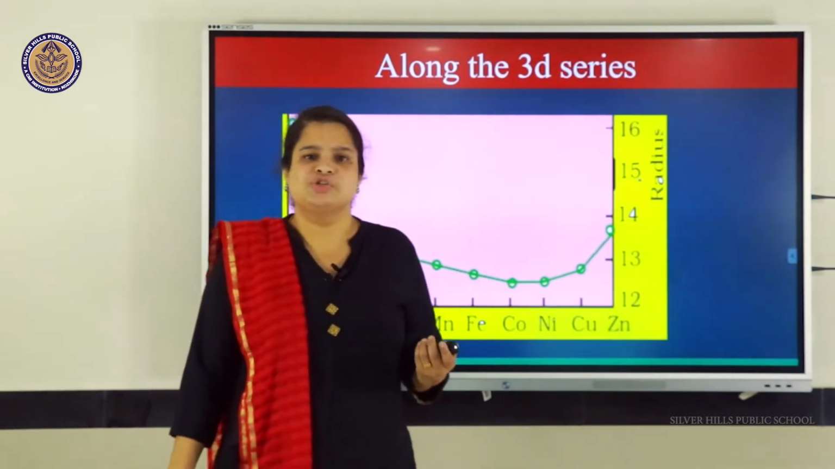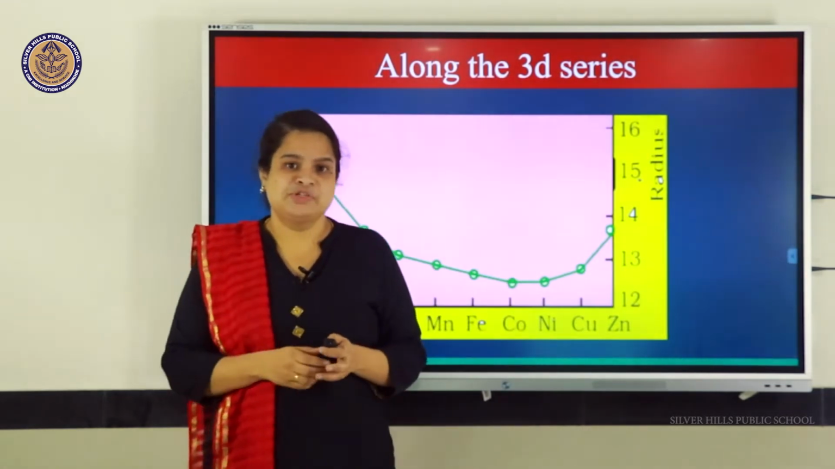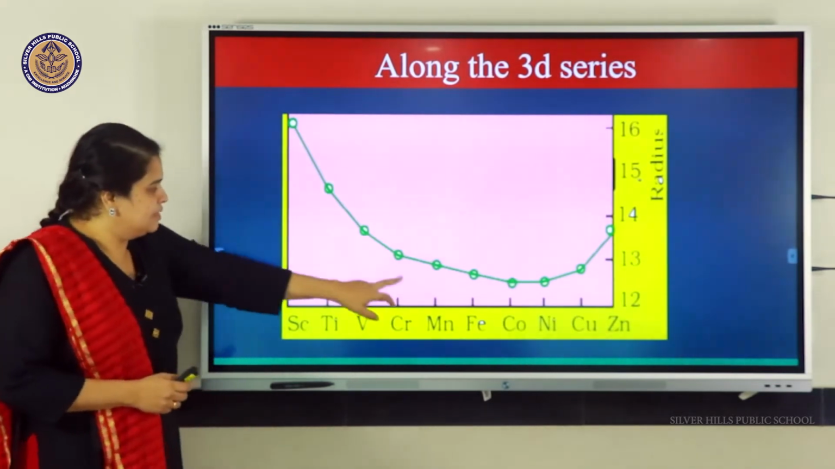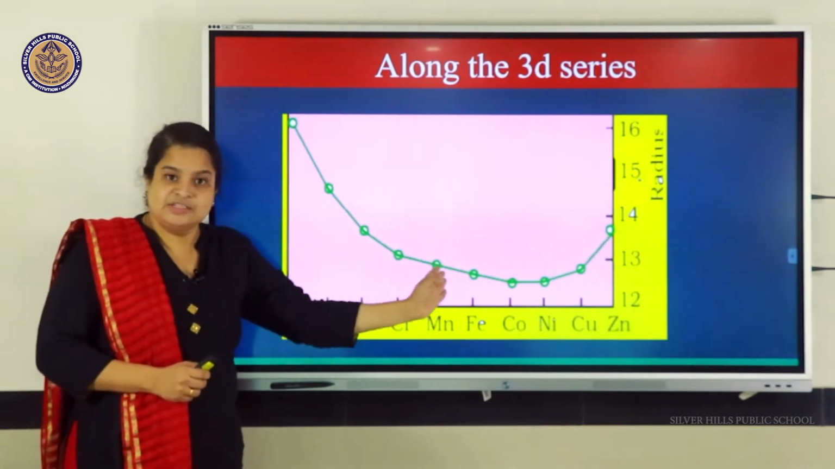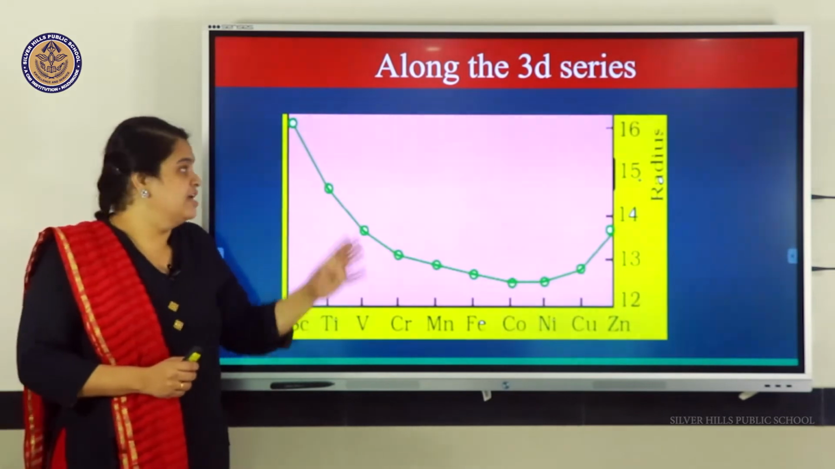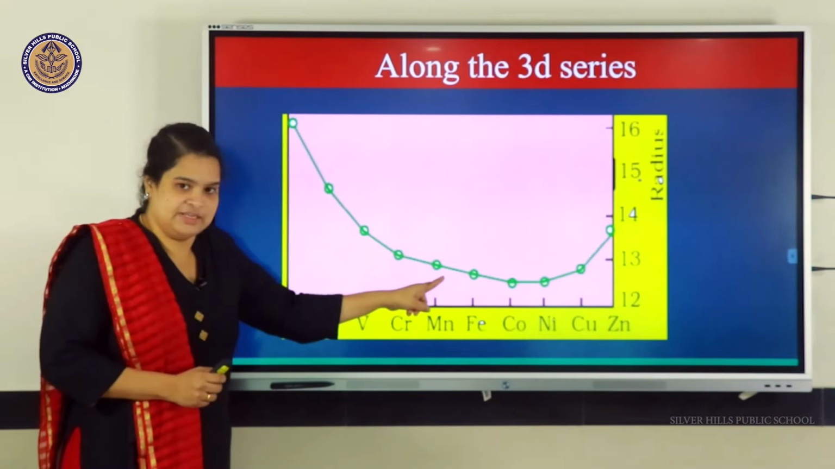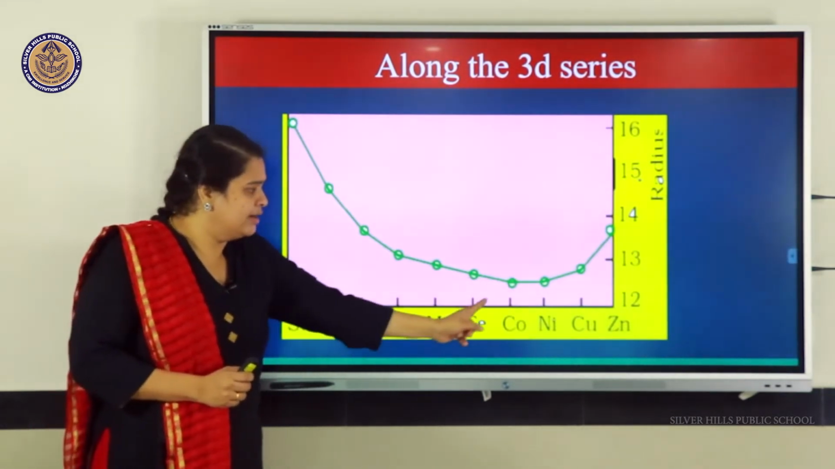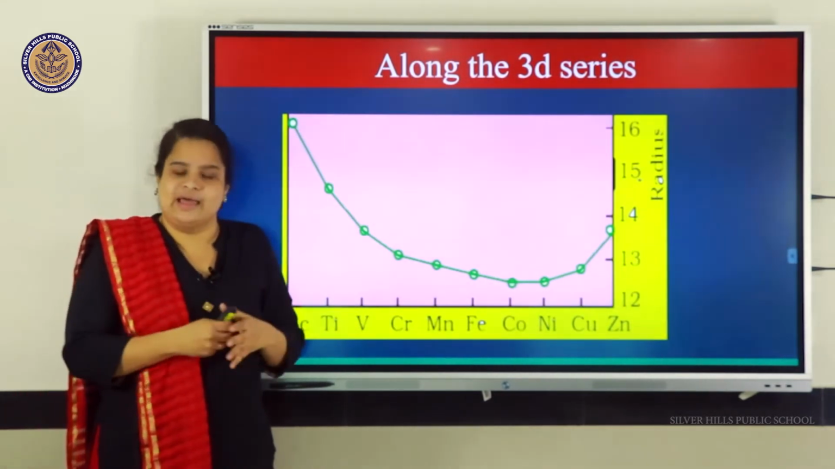We will move the attention to the 3d series from scandium to zinc. From scandium to zinc, just see the graph: from scandium till iron, it is decreasing. So, our concept that the effective nuclear charge outweighs the screening or shielding effect happens here. That is why it is decreasing. But see, after that, it is somewhat constant from iron to cobalt to nickel. Why is it like that?